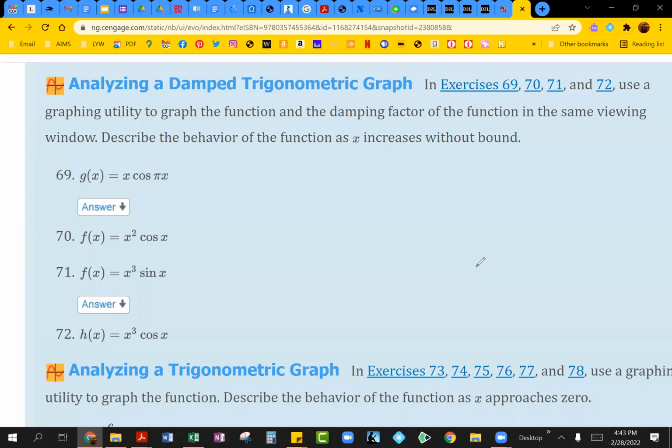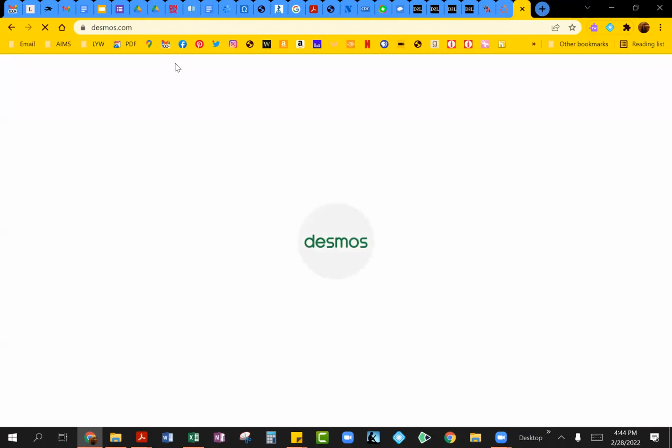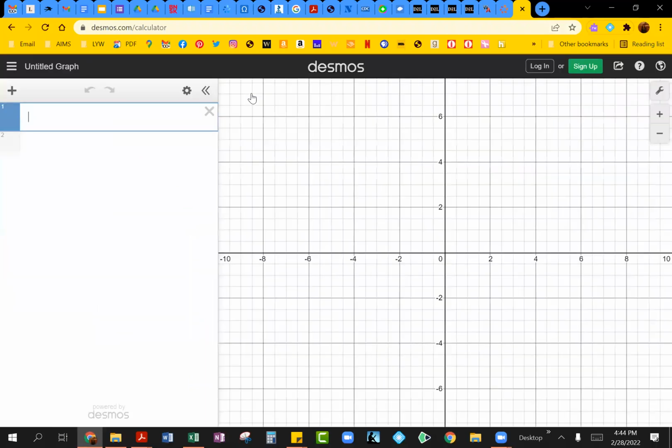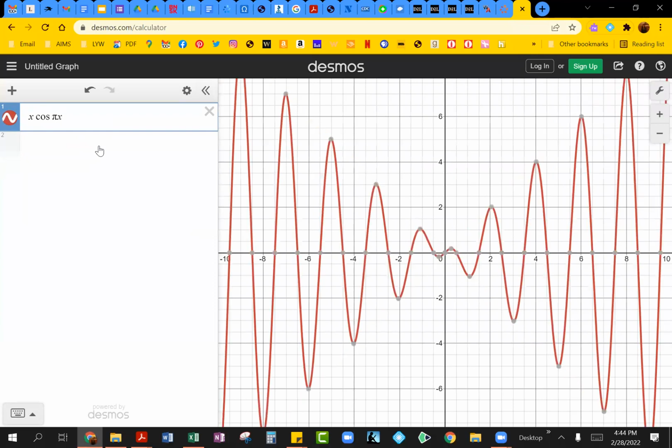So how about we try out, let's do 69 and 71. So you can see what happens when you have the pi of x on your cosine function, and then we'll do one with the x to the 3rd power. That way we'll get a good idea of what both of these functions will end up looking like. So let's open Desmos for that. We'll go to Math Tools and Graphing Calculator. And then we are doing x times cosine of pi times x.